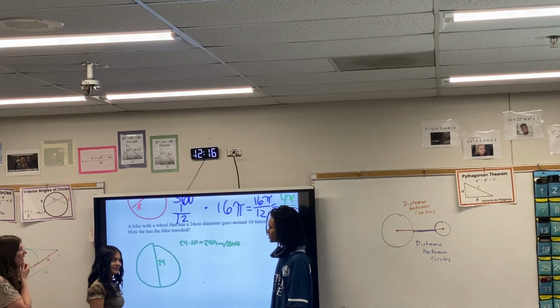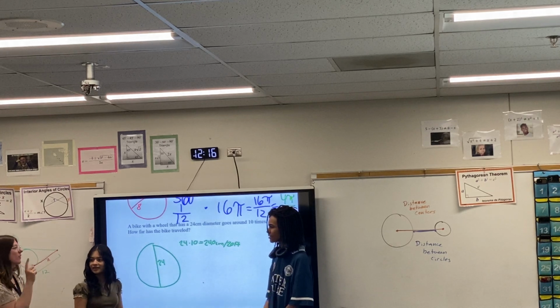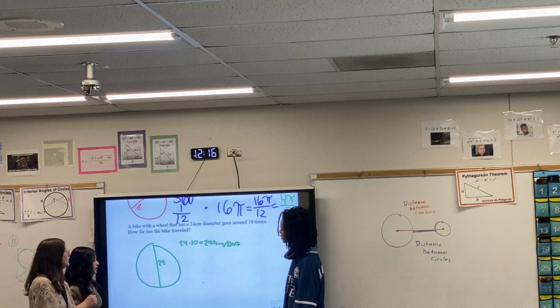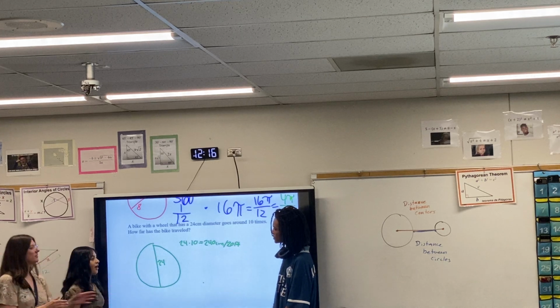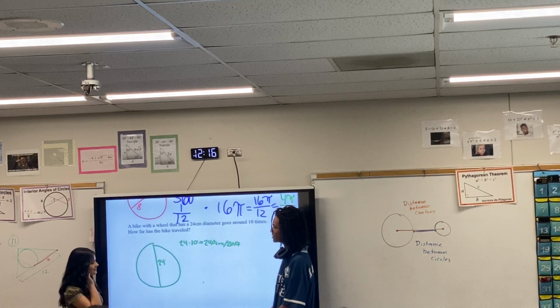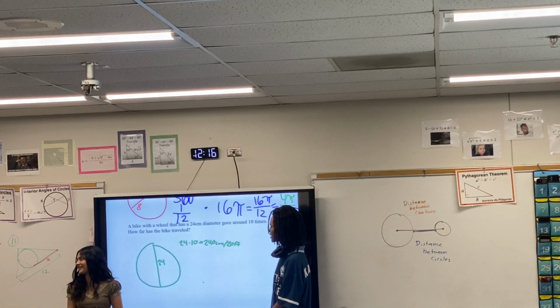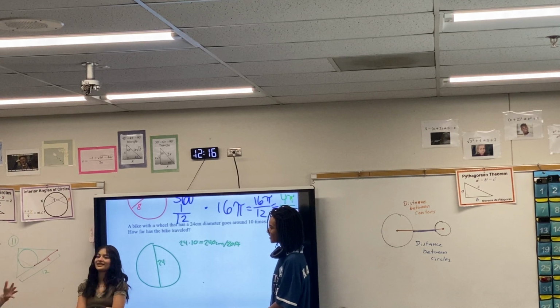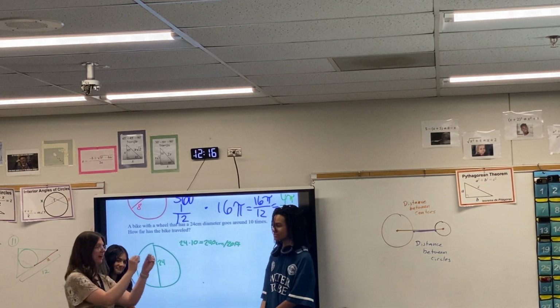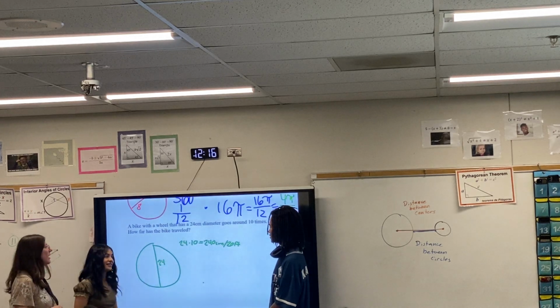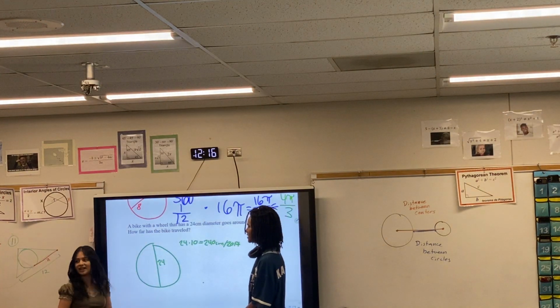I think there's one element we're missing, because we're only paying attention to the diameter here. What about the whole circle? Do we need to focus on degrees? We need to find the circumference. Why do we need to find the circumference? Because that's the entire circle, right? It's the whole tire we're looking at. It's not just the diameter, it's the whole tire. So what would you change?